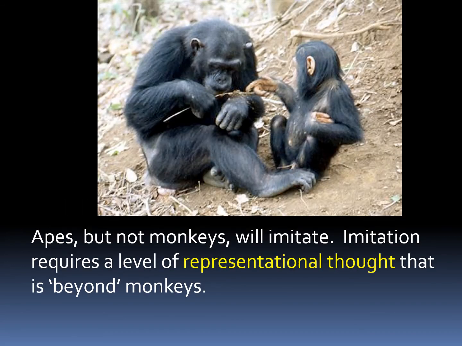If we look at a comparison of all primate species, apes in general, but not most monkeys, will imitate. Imitation requires a level of representational thought that is thought to be beyond monkeys. But there are some monkey species, like capuchins, that are capable of imitation, right? But mostly we see imitation among apes, and most of this occurs amongst babies and females. That's something very important to remember. Most tool innovation and use of tools occurs between females and babies because they're the ones who are most actively collecting food most of the time.